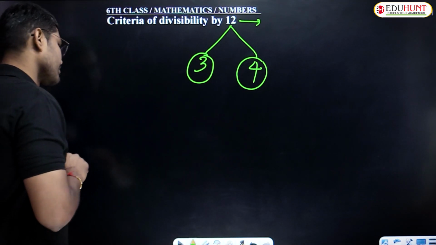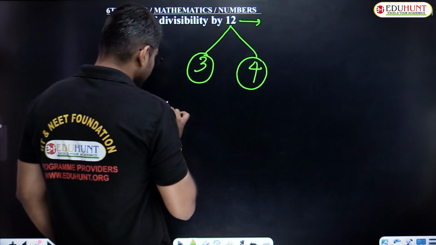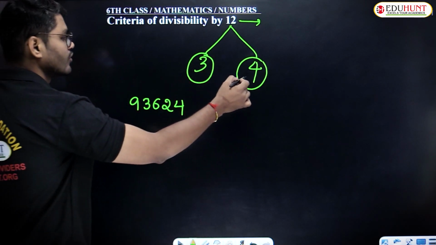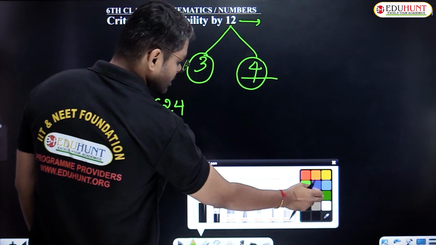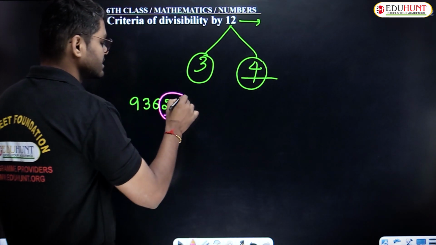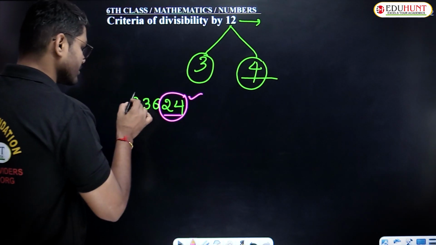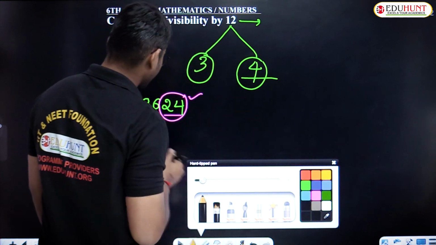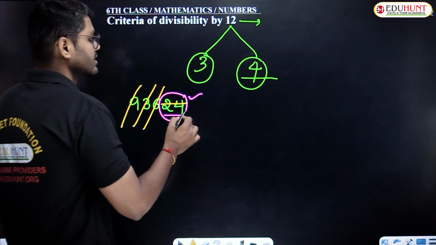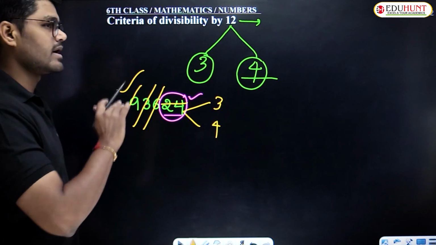Let's take one example. Check it. First check the 4 divisibility rule. What is the 4 divisibility rule? Last 2 digits must be divisible by 4. Yes. Last 2 digits, that is 24, is divisible by 4. Okay, this is the 4 divisibility rule. Let's take the 3 divisibility rule. 9 is divisible by 3. Therefore, this is divisible by 3 and 4, then this whole number is divisible by 12.